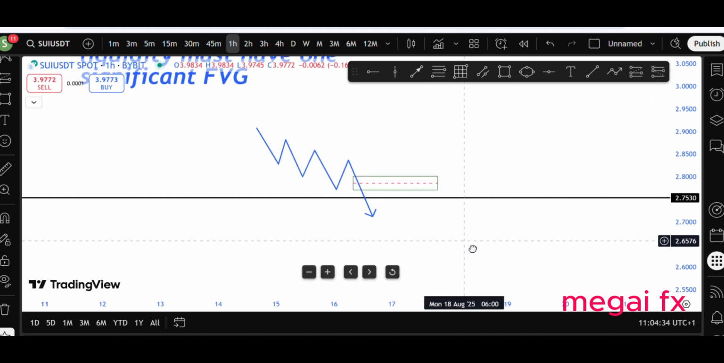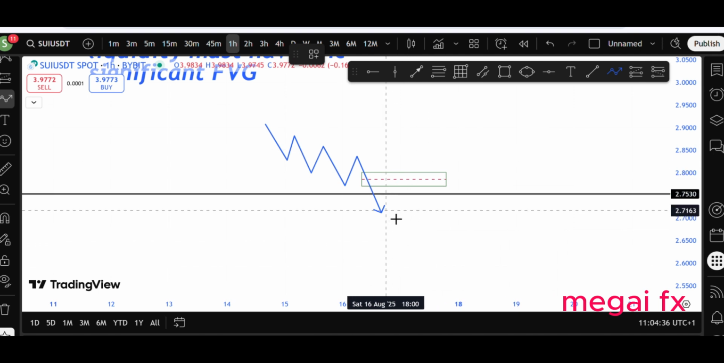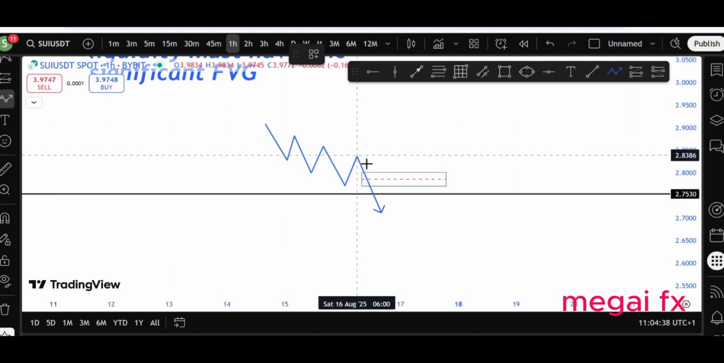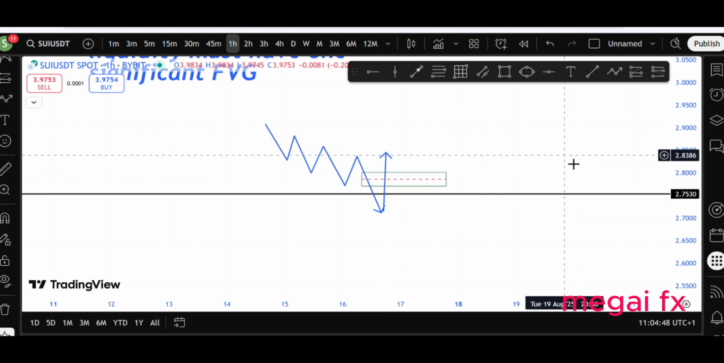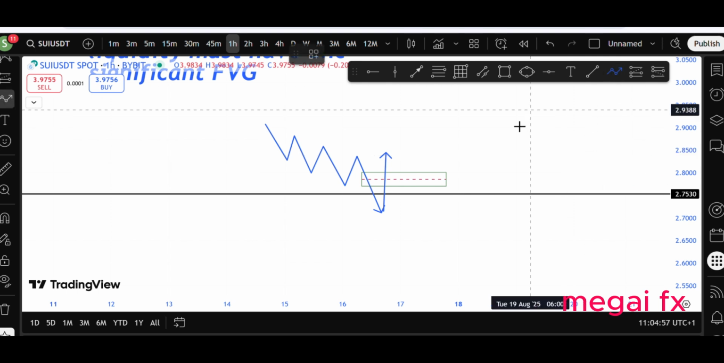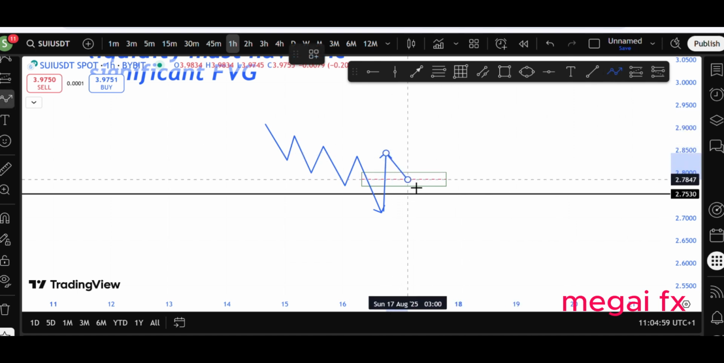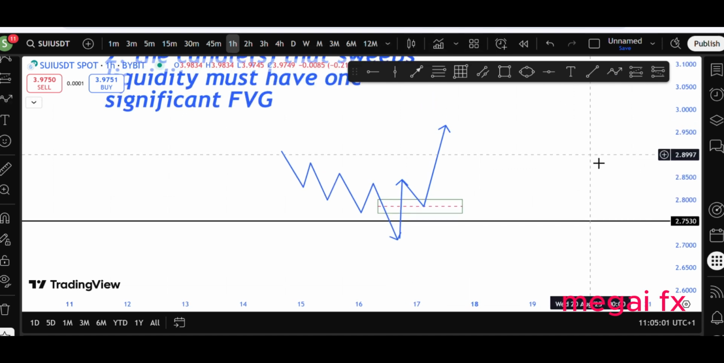So we will need another move. As we have an aggressive move to the downside taking liquidity, we also need a fast close up like this above the fair value gap. We must get a candle closure above the fair value gap. Then we will now be looking for a retest of the fair value gap to continue the trade to the upside.